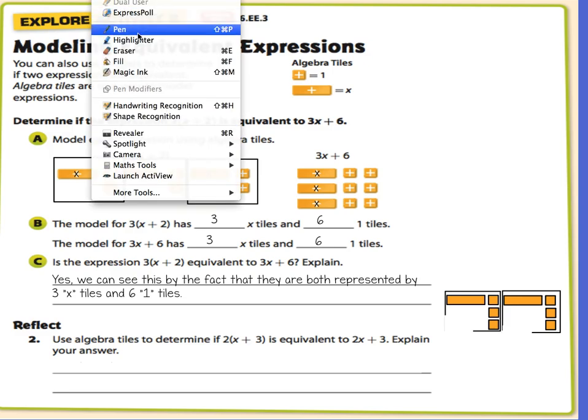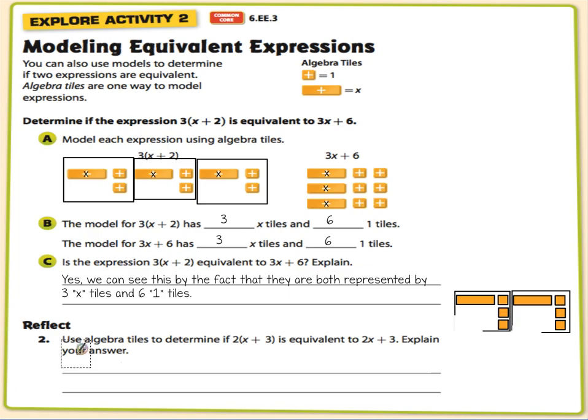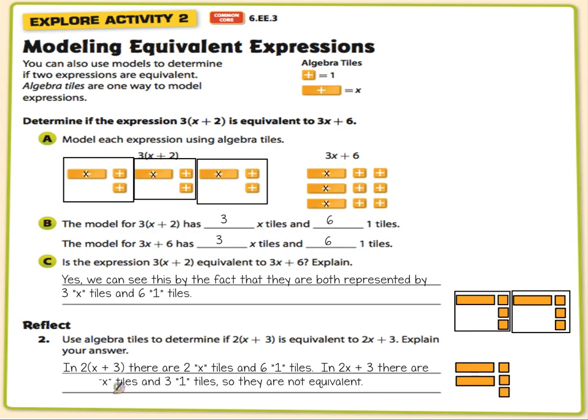Okay, so then now let's draw the other one. The other one tells us that we have 2 x's plus 3. So here I have 2 x's, and then I have 3 1's. Well, if I look at this, I do have 2 x's, but here I have 1, 2, 3, 4, 5, 6 1 tiles, and here I only have 1, 2, 3. So here I can already see that 2 times the quantity x plus 3 and 2x plus 3 are not equivalent. Because in here I have 2 x tiles and 6 1 tiles, but in the other one I have 2 x tiles and only 3 1 tiles. So when my number of tiles doesn't match, my expressions cannot be equivalent.